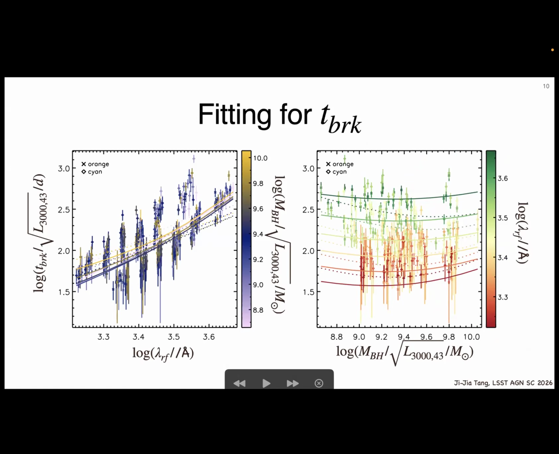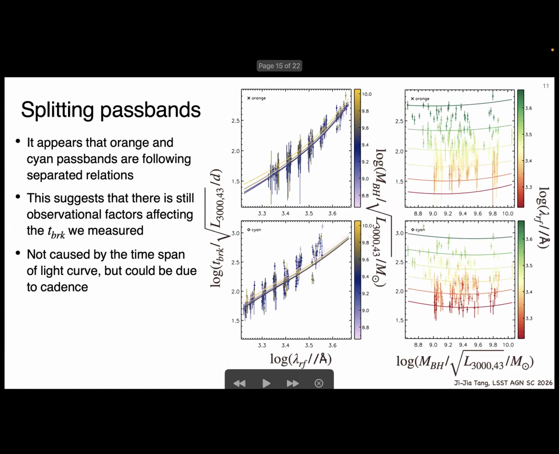So I now normalize the y-axis, the time scale and the black hole mass, with the square root of the luminosity, and then the solid lines are the best fit to the data, and the dotted lines are the best fit for the numerically calculated thermal time scale, and they are pretty much consistent. However, the caveat is that if I separate my data from Origin and from Cyan, the relation seems to be different.